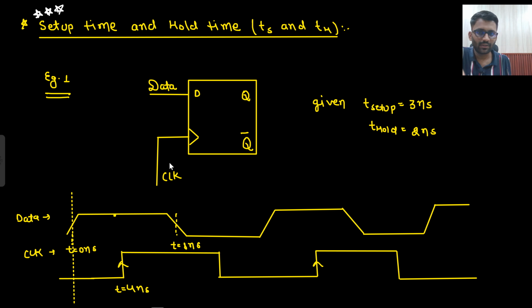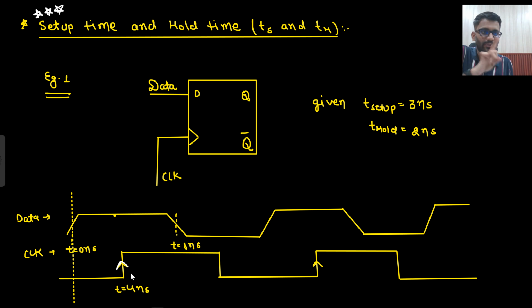So this is a D flip-flop. Clock is applied, a positive edge triggered clock. This is your data input. What is given? Setup time is 3 nanosecond and hold time is 2 nanosecond. This is your input data. This is t equal to 0 nanosecond. This is t equal to 8 nanosecond, and clock is applied in this manner. So this is your positive edge, coming at 4 nanosecond.